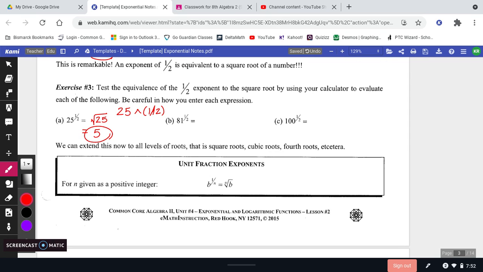Okay. All right, so 81 to the 1/2. So we're going to say that's the square root of 81, which is 9. Okay, 100 to the 1/2, square root of 100 is 10. Okay, and again, you can check those on your calculator, and you'll see that that holds true.